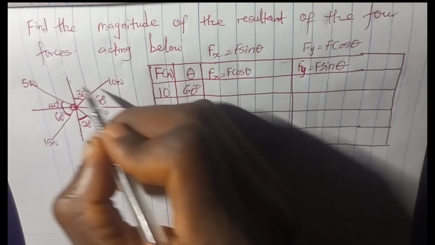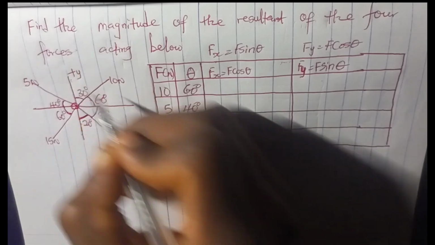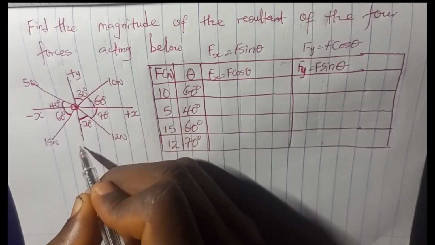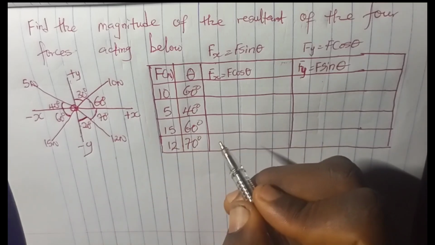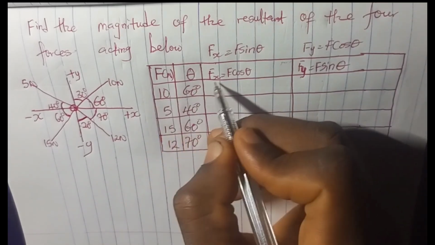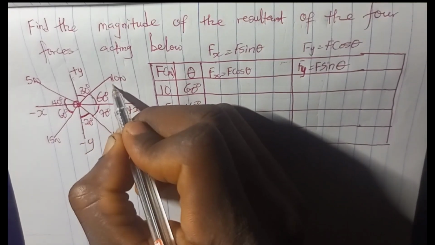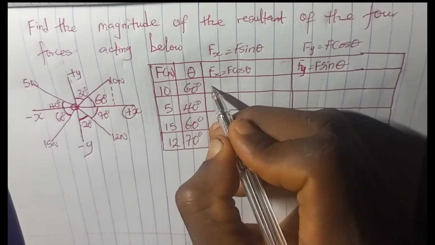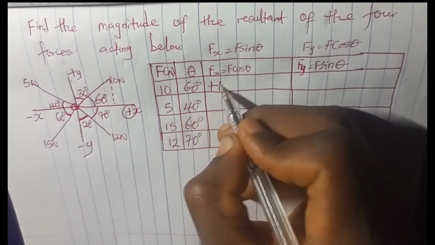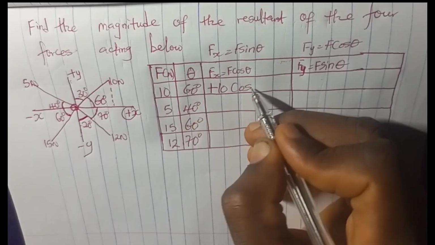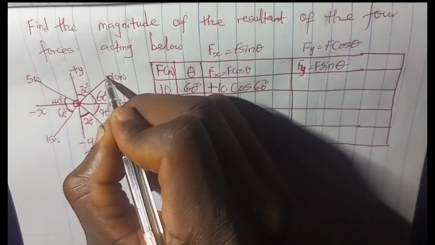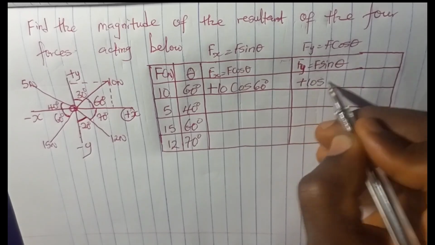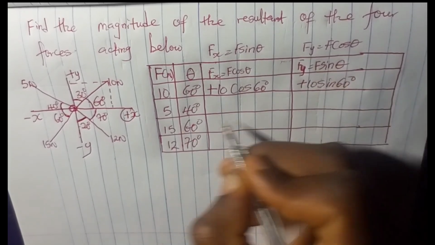Now, if I want to resolve, remember that here is positive y, here is positive x, here is negative x, and here is negative y, if you see it as a graph. So if I want to resolve 10 to the horizontal, I have to take this 10 to hit this horizontal line. Where is it? Positive. So it will now be plus 10 cos 60 degrees. The same thing, if I want to resolve it to the vertical, I'll take it to the vertical. It will be plus 10 sine 60 degrees. Is that clear?